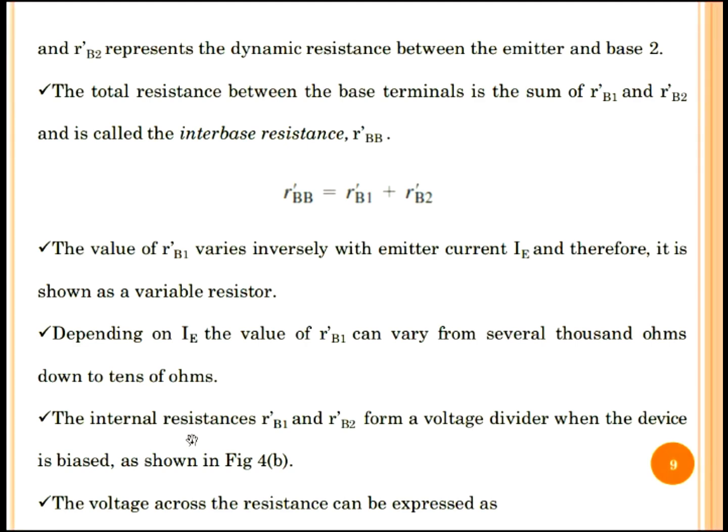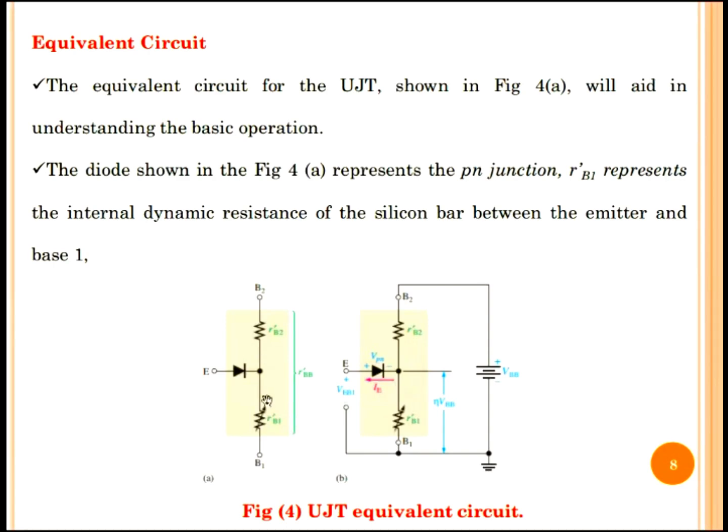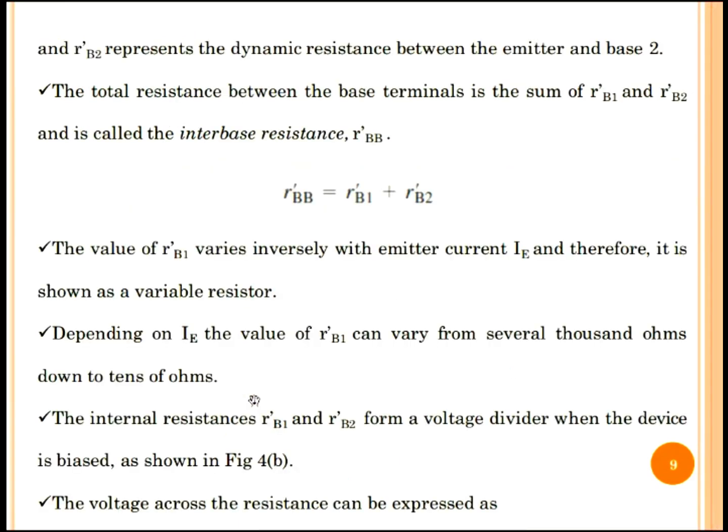Again, this resistance variation can be modulated based on the doping of this n-type semiconductor and p-type semiconductor that we have discussed in some other topics in the previous discussions. Then the internal resistance RB1 and RB2 form a voltage divider when the device is biased, as shown in figure B.